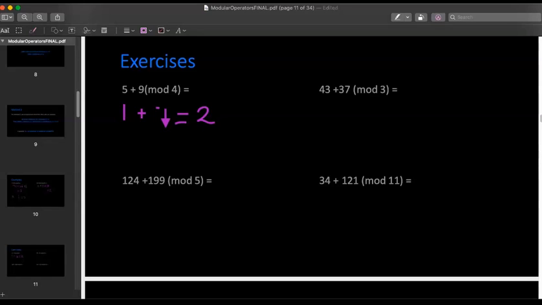Okay, so I think the second method is easier for this one. So 43 mod 3, that would be 1. And 37 mod 3 would be 1 as well. So then you would do 1 plus 1, and that's 2. Perfect. Thank you. That was very well done. All right, what about this third one?